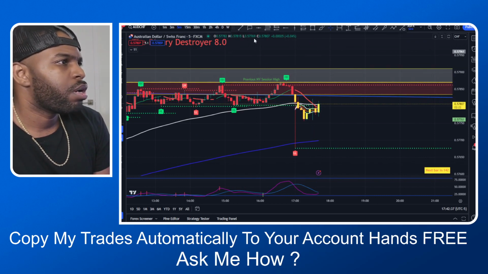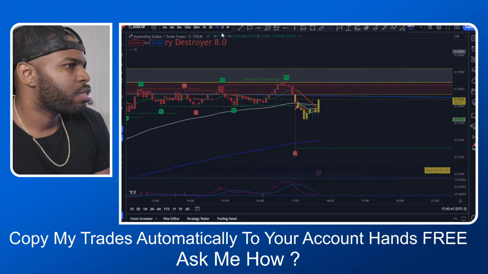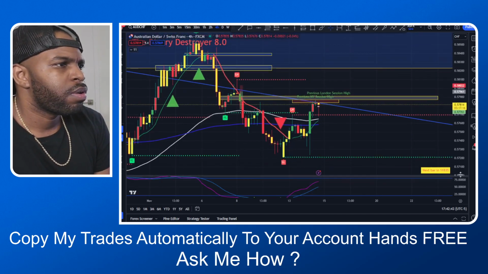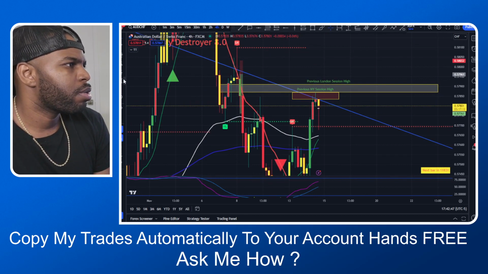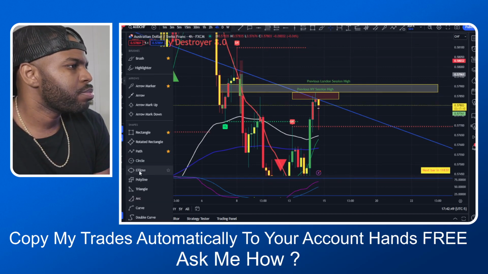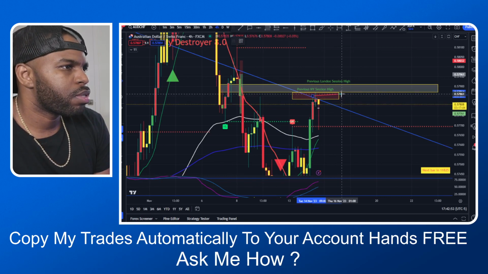So what we could do is I could draw an ellipse, and then this is the area that we can focus on here.